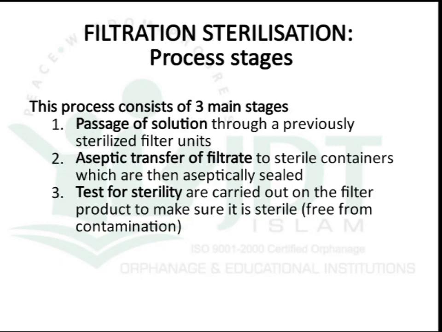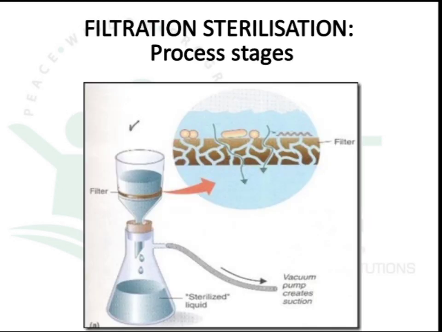The filtration sterilization process has three stages. First is passage of the solution through a previously sterilized filter unit. Second is aseptic transfer of the filtrate to sterile containers, which are then aseptically sealed. Then tests for sterility are carried out on the filtered product to make sure it is sterile. Now this is a pictorial representation. We will use a filter aid.